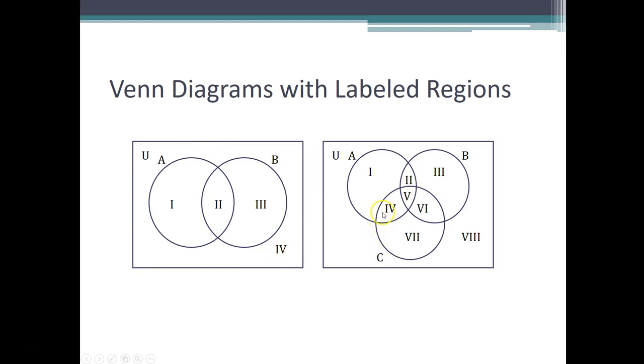If you've got 3 circles, just A is 1. A intersect B but not C is 2. Just B is 3. A intersects C but not B is 4. A and B and C all intersect at 5. B intersects C but not A is 6. Just C is 7. And then outside of those circles, that part is 8.